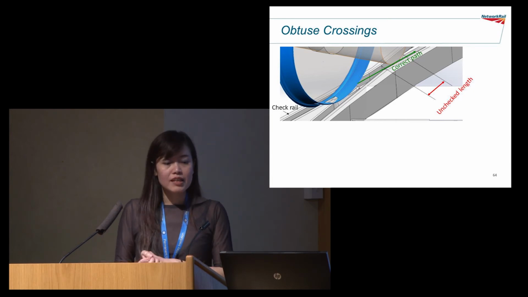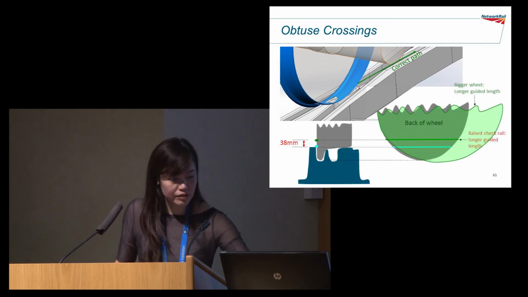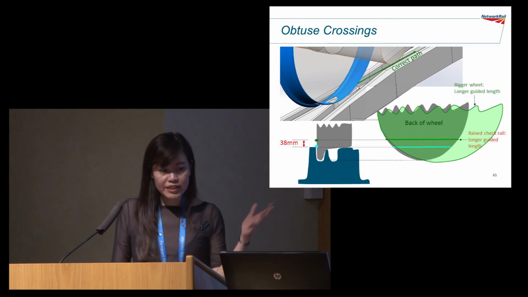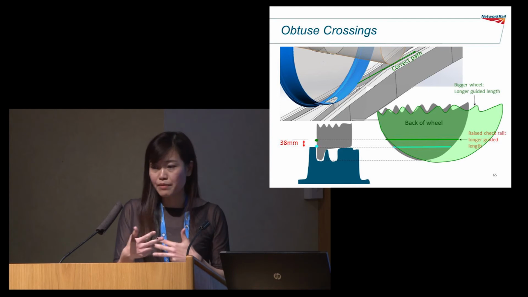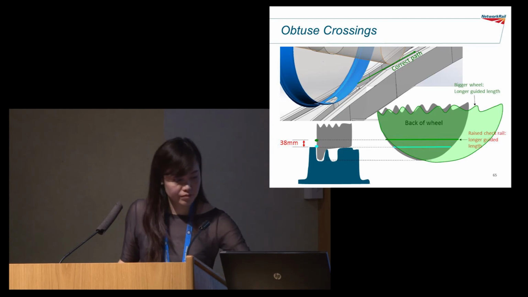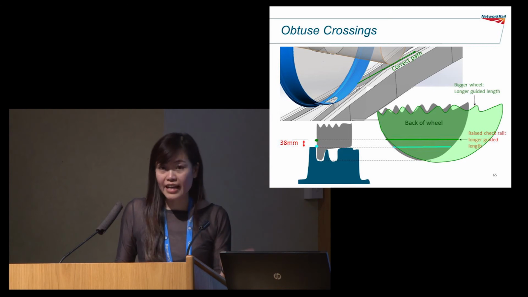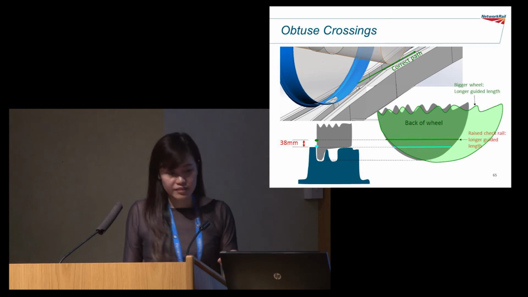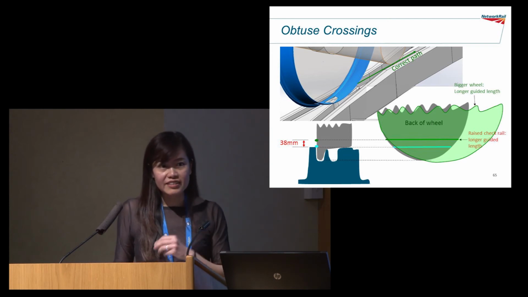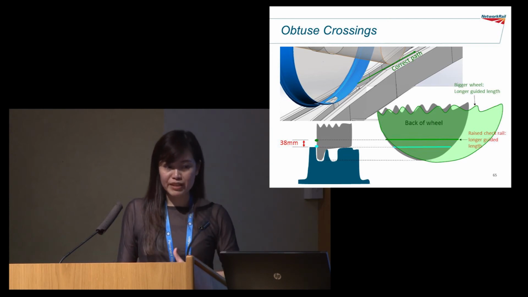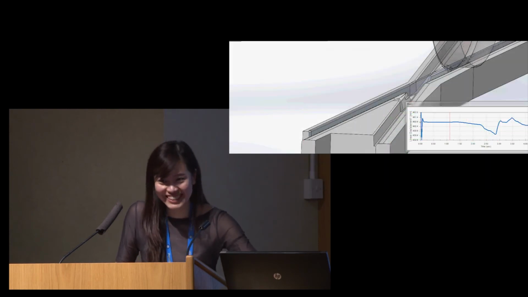So obtuse crossing, there's always a necessary gap at the obtuse crossing when a train goes past it. So we need check rails to help guide the wheels. So this is a raised check rail of 38 mm, so it has more guidance at the back of the wheel. If you have a normal check rail, the guidance length is shorter. If we have a bigger wheel, the guidance length is longer. So we like big wheels. We don't like small wheels on obtuse crossings.